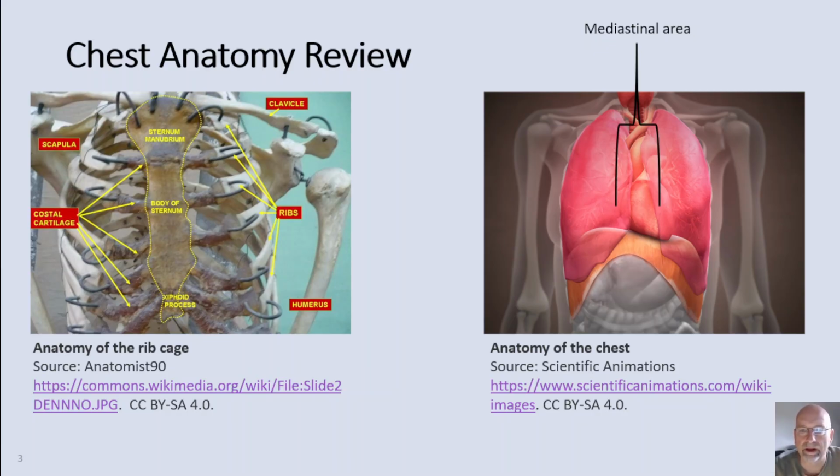The mediastinal area that lies beneath the sternum includes the trachea, heart, vena cava, and aorta. The vena cava, the aorta, and the pulmonary arteries and veins comprise the great vessels of the human body. Injury to one or more of these vessels can lead to significant internal hemorrhage. The diaphragm sits at the bottom of the thoracic cavity and separates the thoracic cavity and the abdominal cavity.